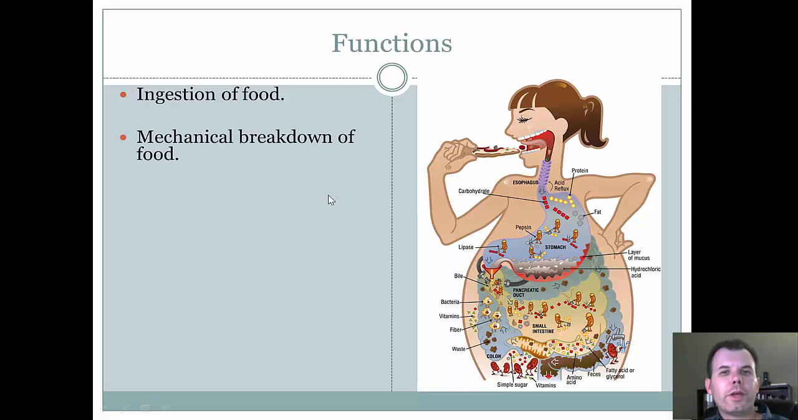Another thing that our digestive system does is mechanically break down food, not only with our teeth grinding, but also our tongue, using it to move and mix things around. We also have our stomach, which churns, and our small intestine that squeezes and absorbs some of the nutrients out. That's all part of the mechanical breakdown of food in digestion.